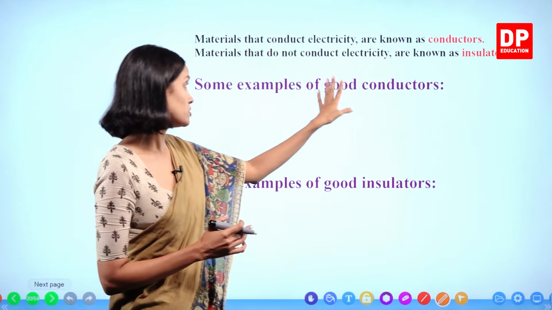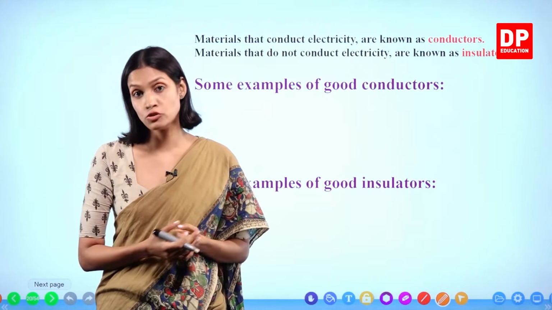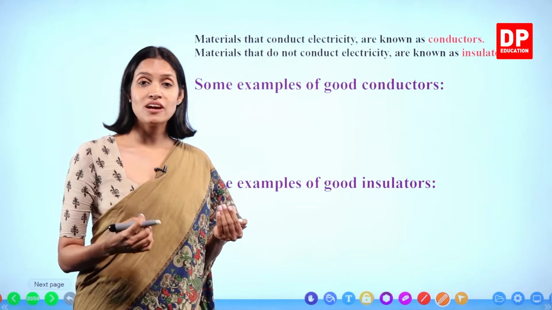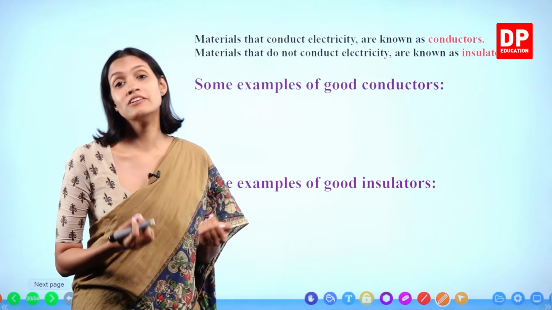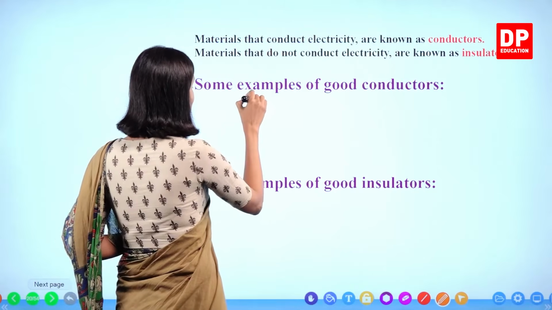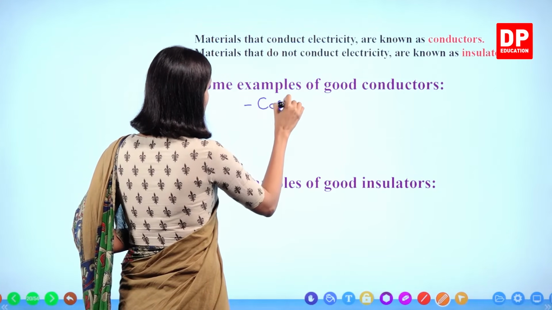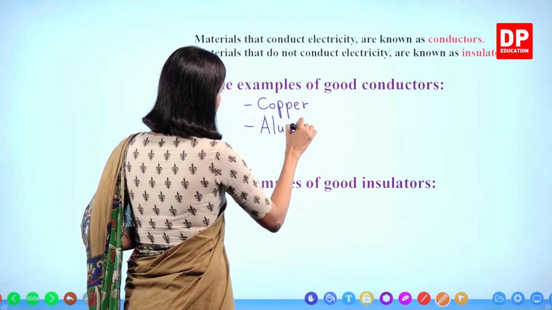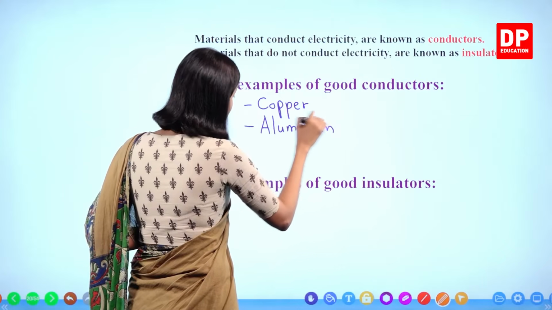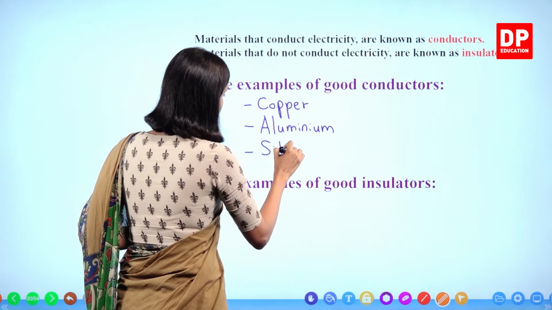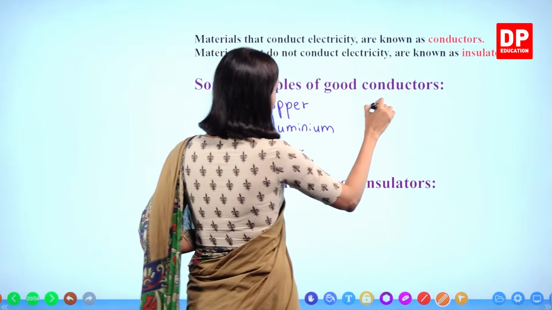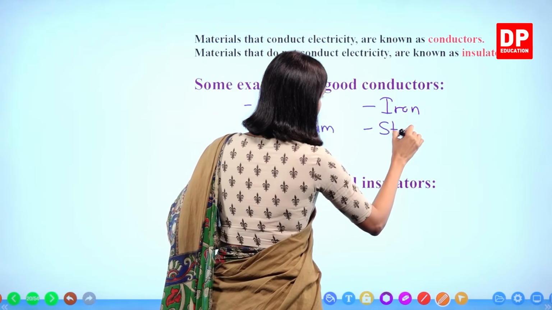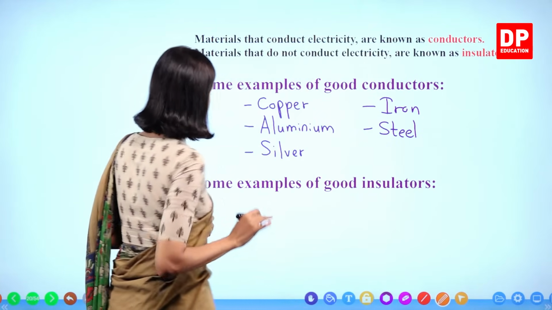So what are good examples for these conductors and insulators, children? Some examples of good conductors. Most of the metals are very good conductors, children. We'll write some of them. Most of the time, to make different circuits, as connective wire, we use copper and even aluminium. Copper, aluminium, silver is a good conductor, iron, steel. They all are good conductors, children.